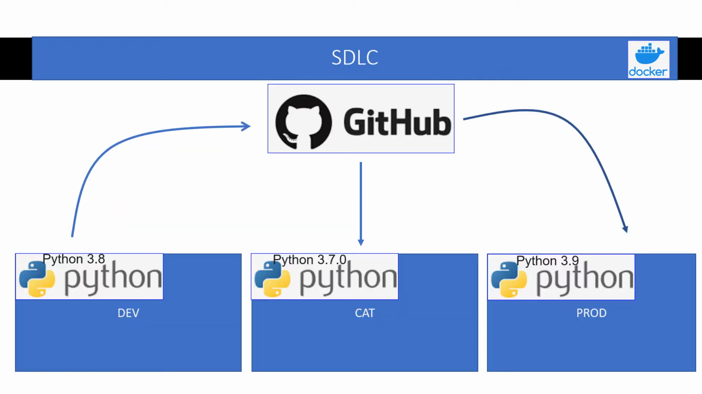Now let's try to understand how it helps in the SDLC, the software development process. So for example, this is your dev environment, this is your cat environment, and this is your prod. In the dev environment, somebody has developed some sort of Python script, and that was generated from Python 3.8. That image goes to your GitHub, and in your cat environment, where you want to fix your bugs or you have the testers, they are going to download that particular image.